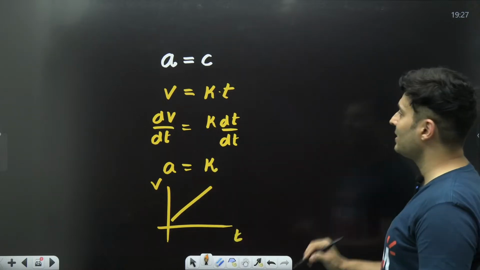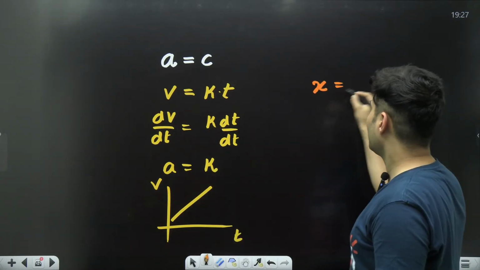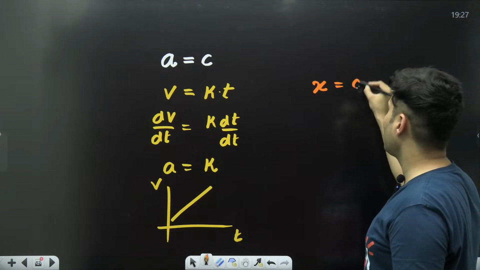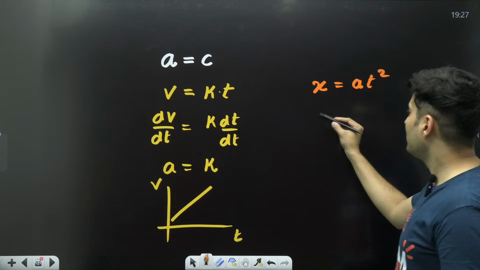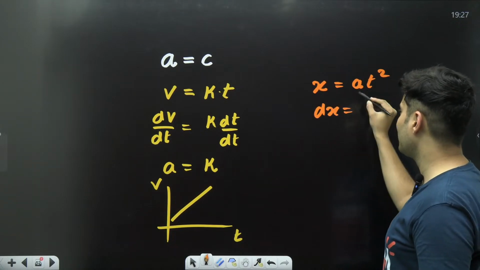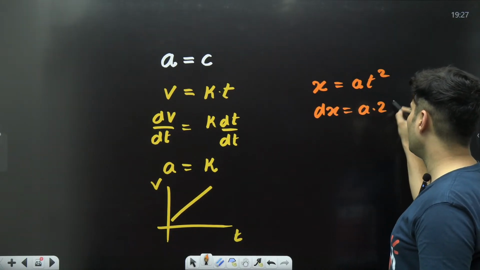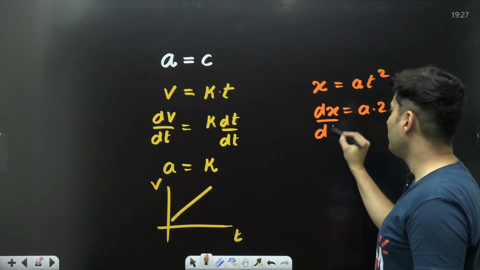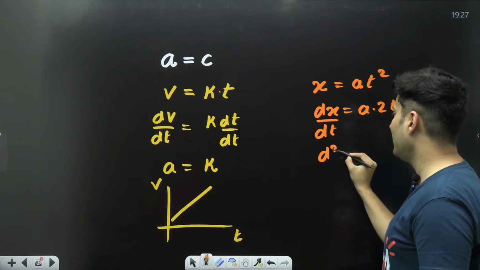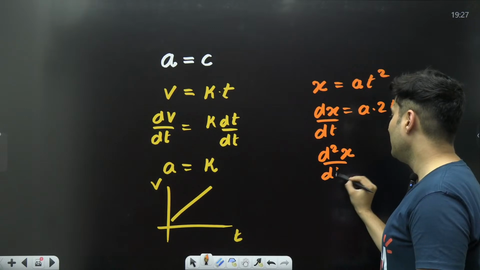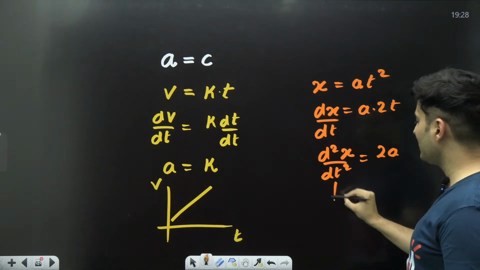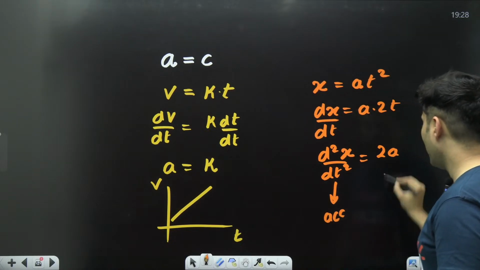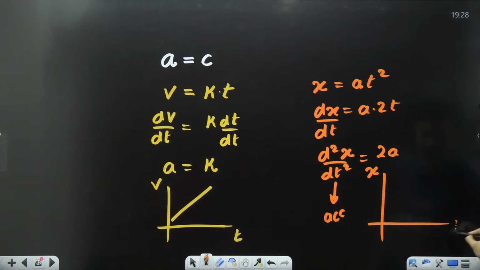Another way of knowing this is if position is some constant, let's say a into t square. Okay, it's a quadratic function. Then what happens when you take the derivative of this, dx by dt? It will become a into 2t. You take the second derivative, d square x by dt square, it will become 2a. This is nothing but your acceleration. So hence our x versus time graph should be a parabola.